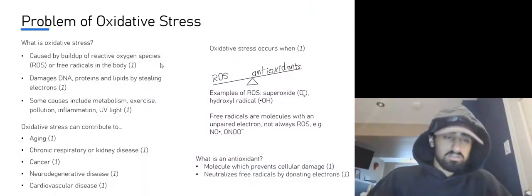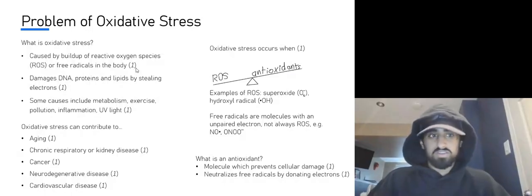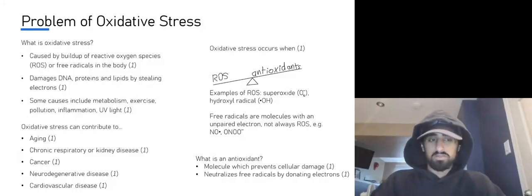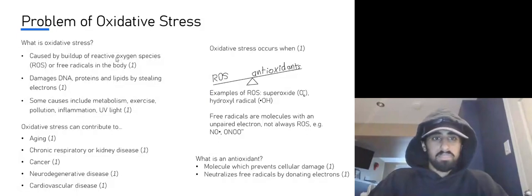So, the problem of oxidative stress. What is oxidative stress? Oxidative stress is caused by the buildup of reactive oxygen species and free radicals in the body. And these terms overlap, but they're not the same thing.